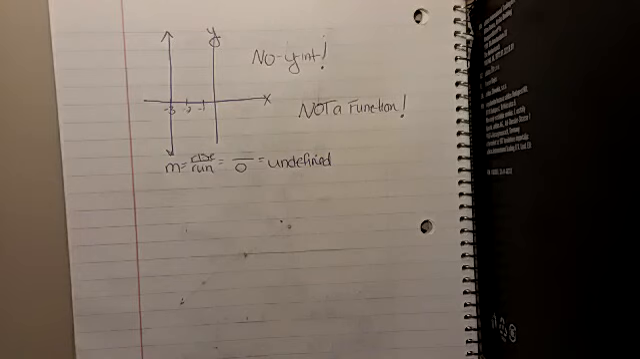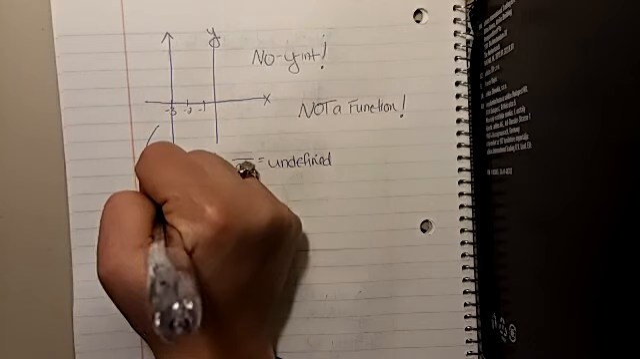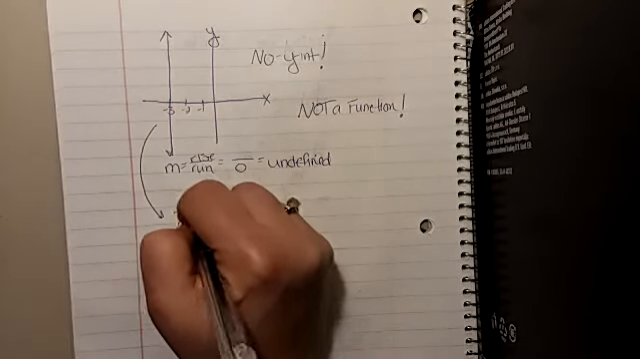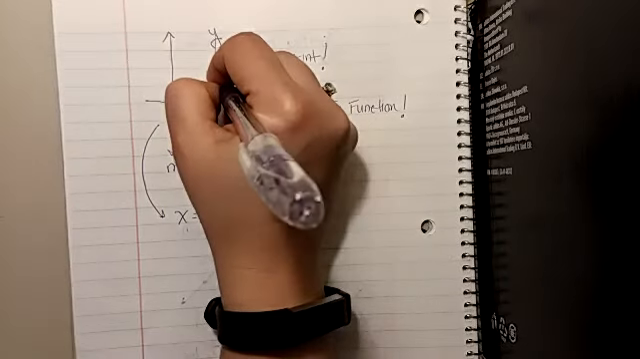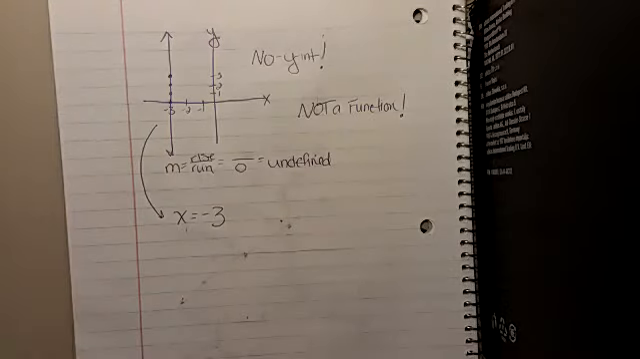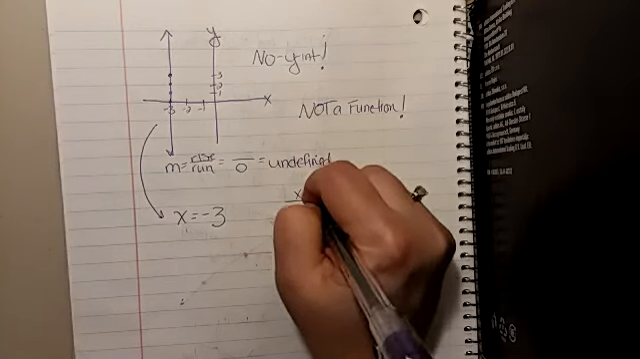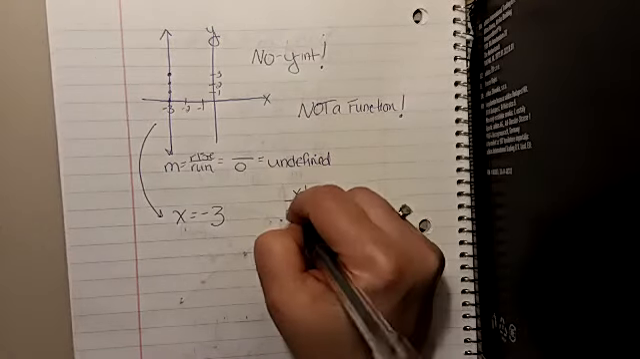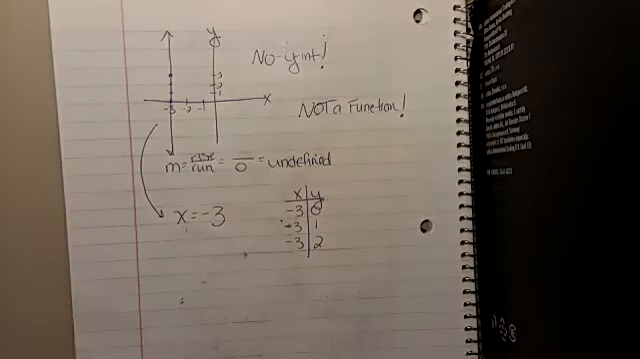The equation that this is going to have is going to be x equals -3, because all this is telling you is that x is always -3. And if you were to create a table of all of these points, you would see a table that looks just like one in a previous video, -3, 0, -3, 1, -3, 2, and so on, because the x is always -3.